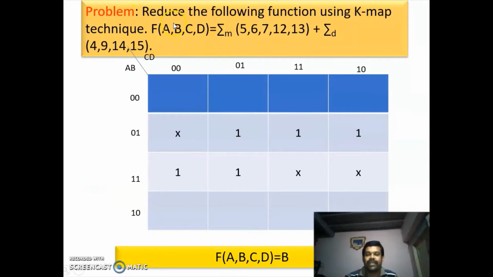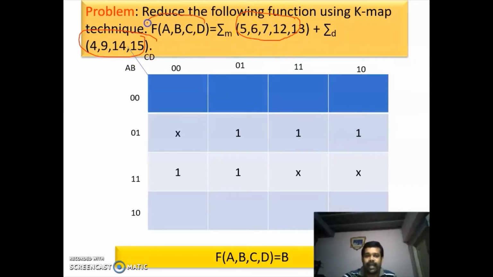Next, we are going to see one problem using don't care. The problem is: reduce the following function using K-map technique. F of A, B, C, D is equal to summation of m 5, 6, 7, 12, 13. These are the min terms, and the don't cares are 4, 9, 14, 15.